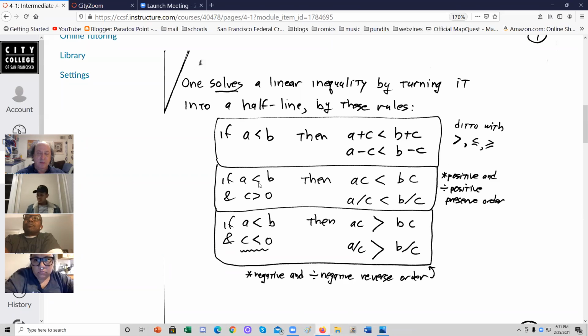If a is less than b and c is positive, then you can multiply both sides by c and divide both sides by c, and it stays in the same order. So multiplying by a positive and dividing by a positive preserves order. But if a is less than b and c is negative, then multiplying or dividing by c reverses order. a less than b and c negative means that ac is bigger than bc, and a over c is bigger than b over c. So multiplying by a negative and dividing by a negative reverses order.